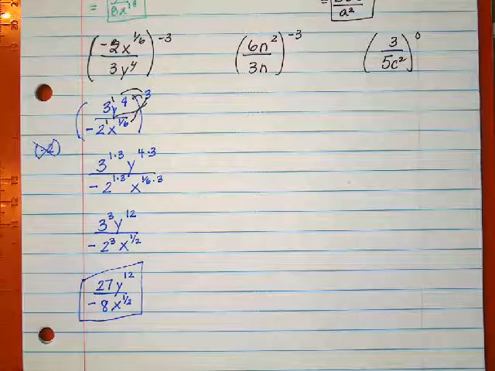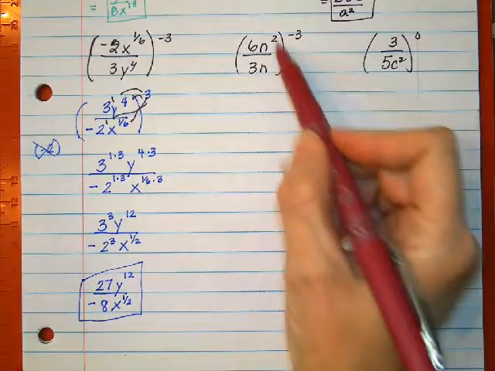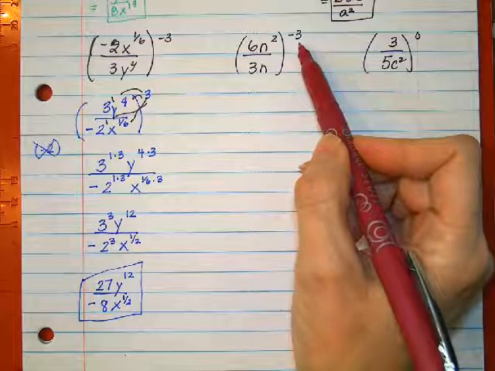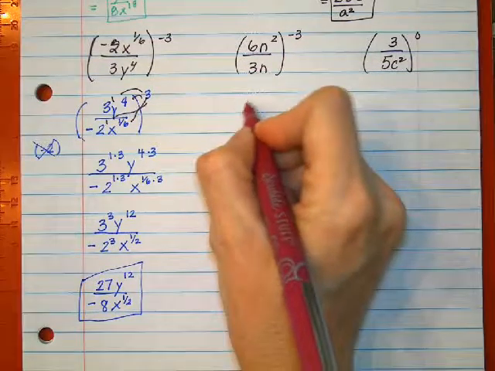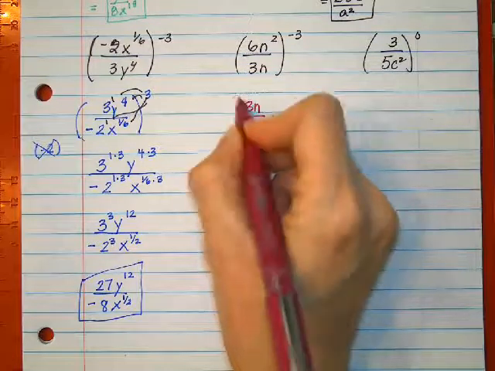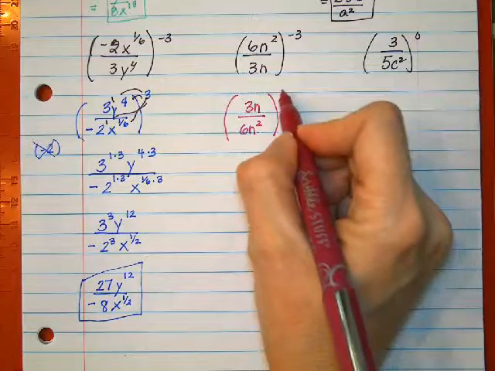All right, so we're going to go ahead and move to this middle problem. So Cheyenne, what should I do here with this fraction in order to not make this negative? Correct, I'm going to flip it. So my numerator is going to come here, and my denominator is going to go down here. So Cheyenne, what happens to this exponent out here? Correct, it becomes a positive 3.